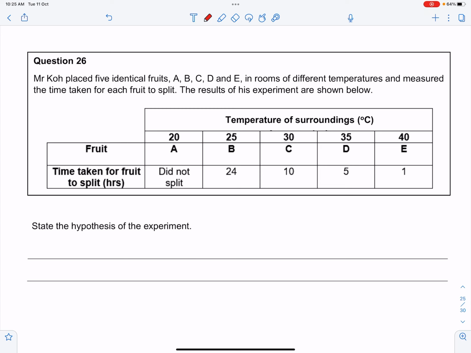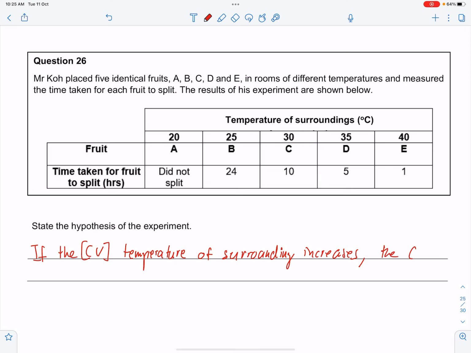Okay? But I can say that if the change variable, which is temperature of surrounding, increases, the MV, which is measured variable, time taken for the fruit to split should increase. So this part should increase.